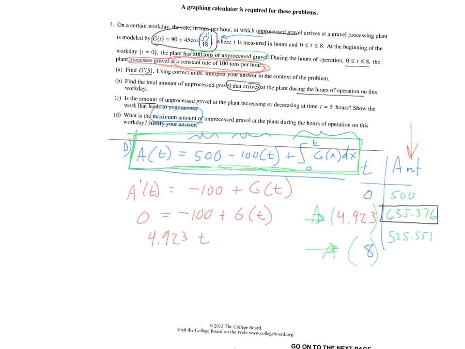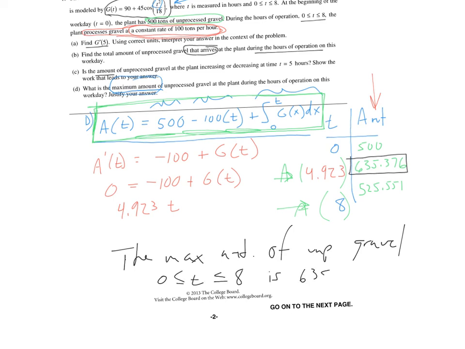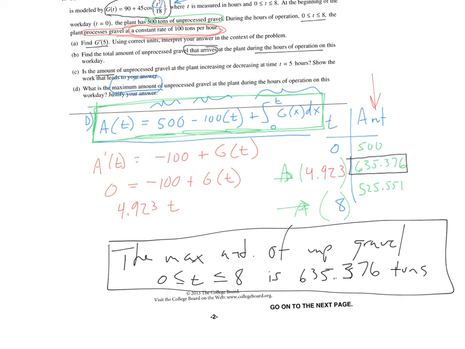What I put a square around in black, you would want to actually write out. You would want to say the maximum amount of unprocessed gravel over this time interval is 635.376 tons.